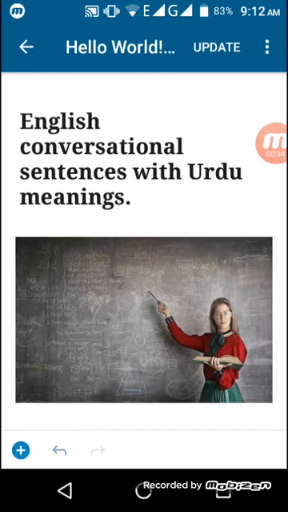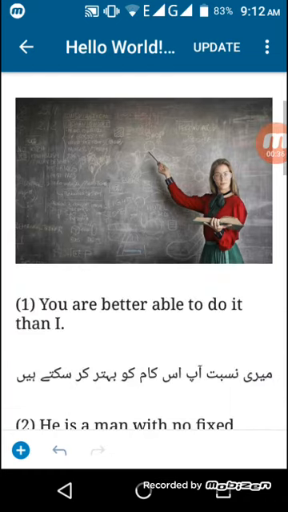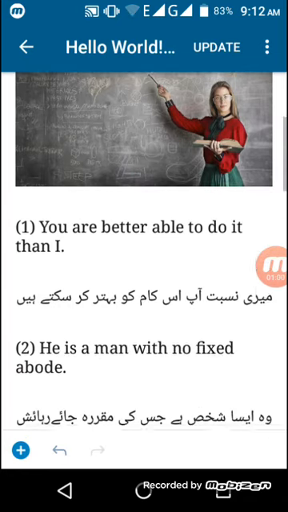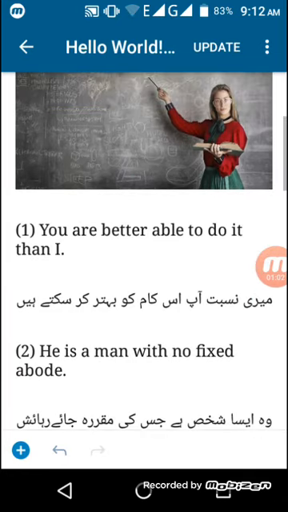So let's get started. The first sentence that we are gonna learn today is this one. You are better able to do it than I. What does that mean? You can see the translation in Urdu here. मेरी निस्बत आप इस काम को बेहतर कर सकते हैं. Listen to it carefully again. You are better able to do it than I. Let's move on to the second one.